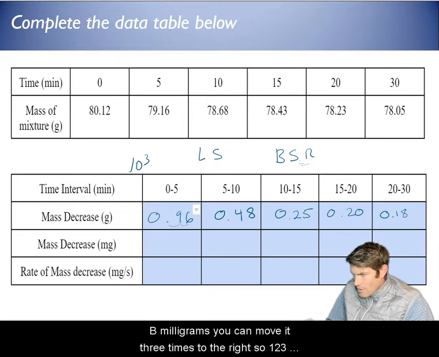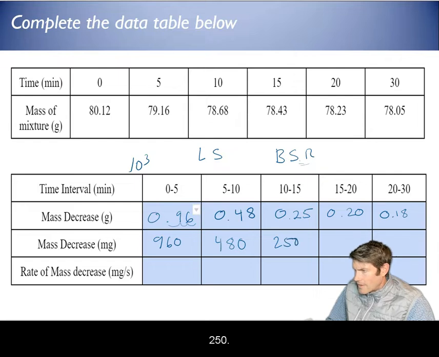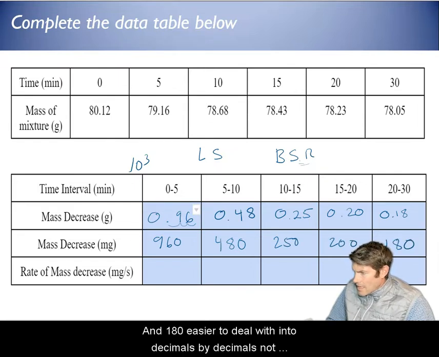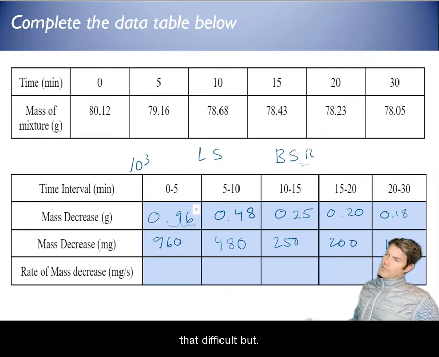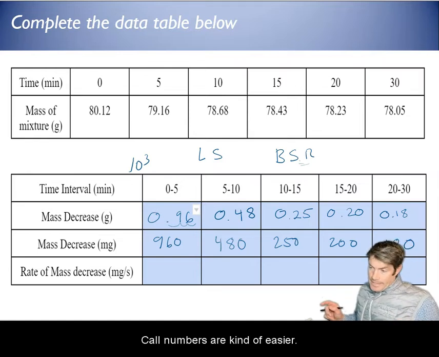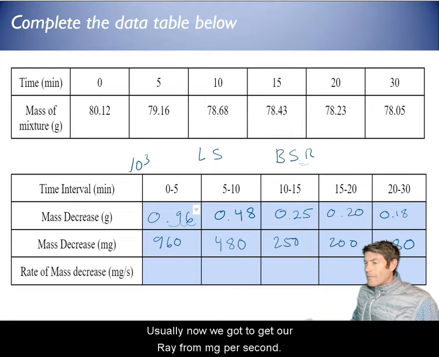So 1, 2, 3. So this is going to be 960, 480, 250, 200, and 180. And those are kind of easier to deal with than the decimals. When you're looking at decimals, not that difficult, but whole numbers are kind of easier sometimes. Well, usually.